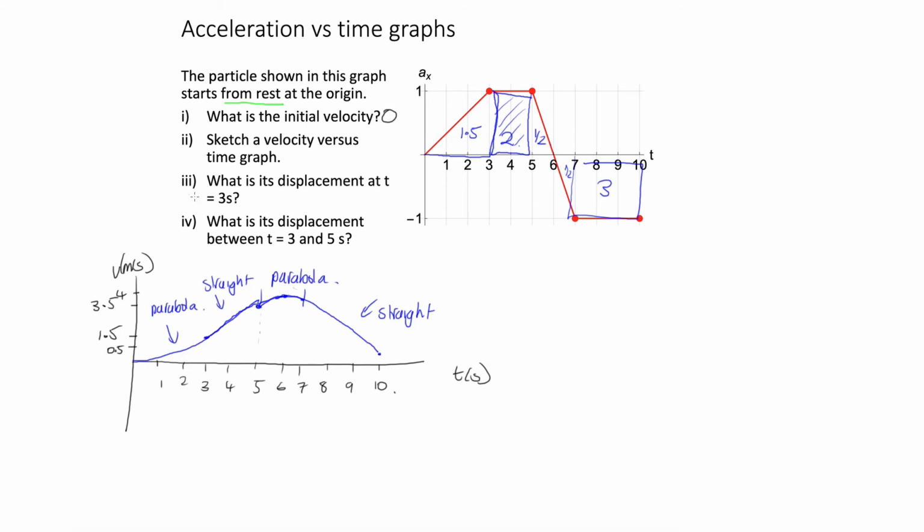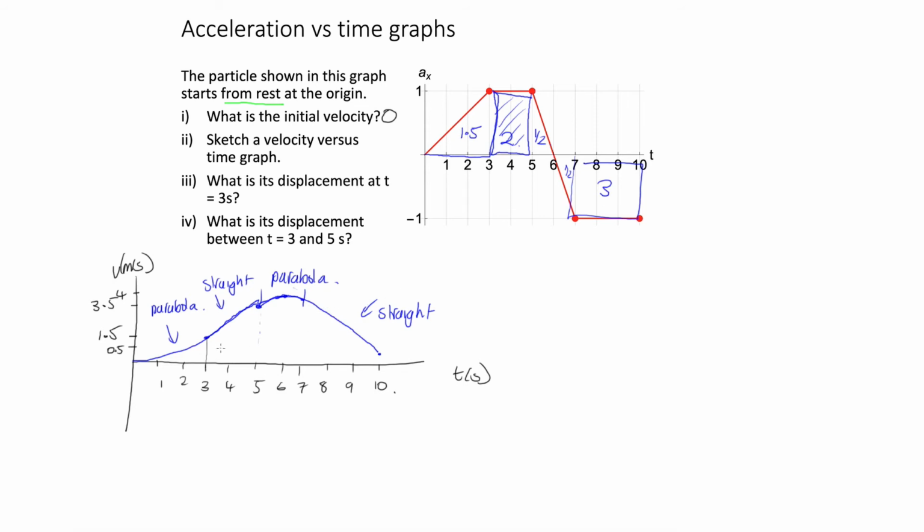Okay, now part 3 says, what is its displacement at t equals 3 seconds? Now this is a little bit hard because we need to calculate the area under this parabola, which we can't really just use geometry to do. So rather than do it that way, we're going to need to integrate it.